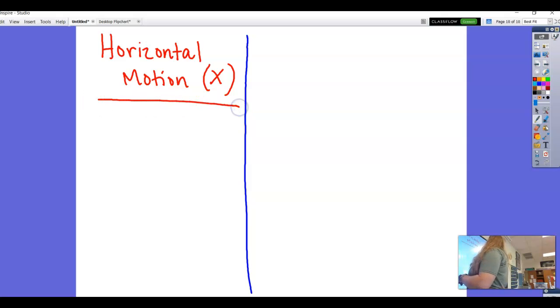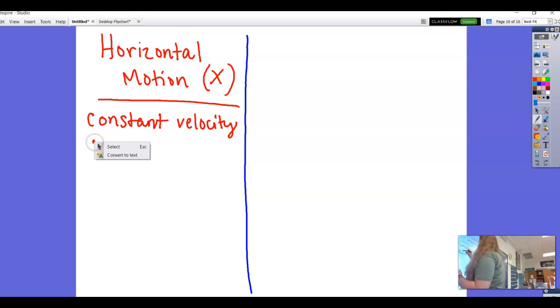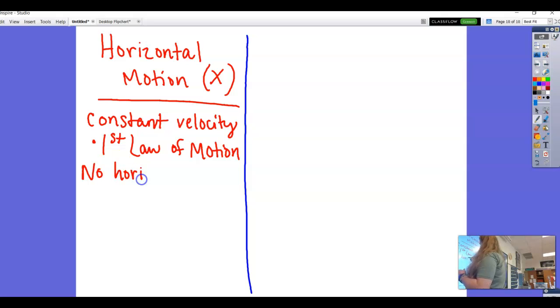Now, what we said from the basketball shot, we saw that it was linear, so we're going to say that it moves with a constant velocity. The reason it has a constant velocity is because of Newton's first law. First law of motion. There's no horizontal forces. Or no x forces.